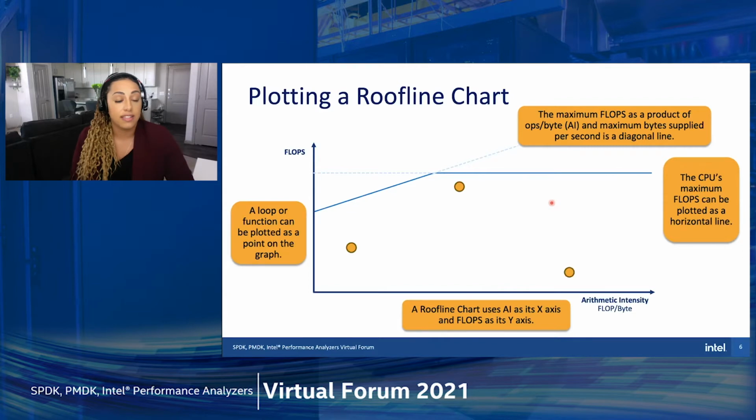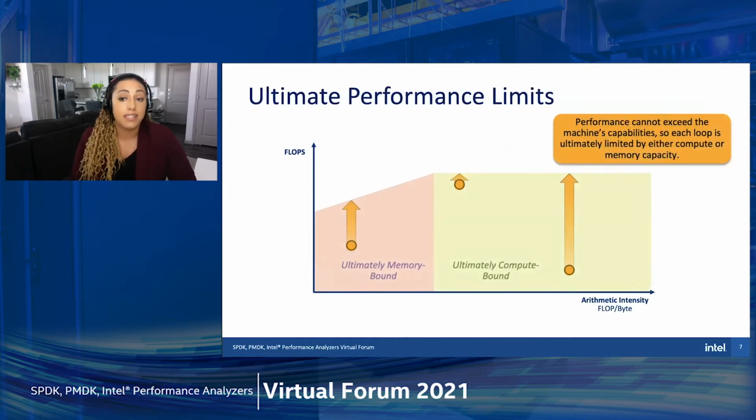So if we see here on this simple outline of a roofline chart, we can see this plotted loop or function has less room for improvement, as in less headroom to reach that compute capacity limitation, versus the plotted loop or function down here, which has a lot of room for improvement to hit that top roofline, the ultimate performance limit.